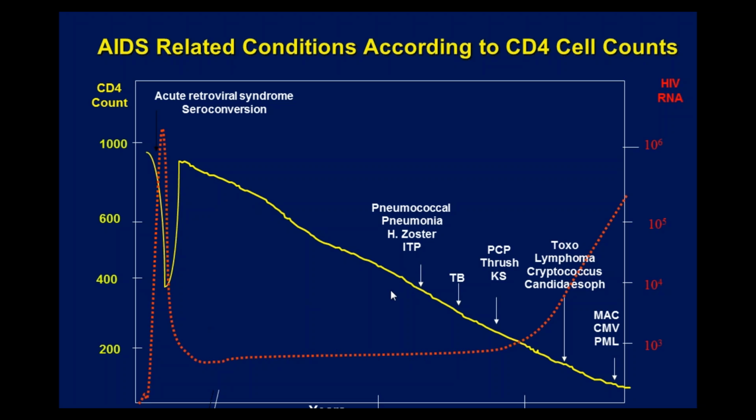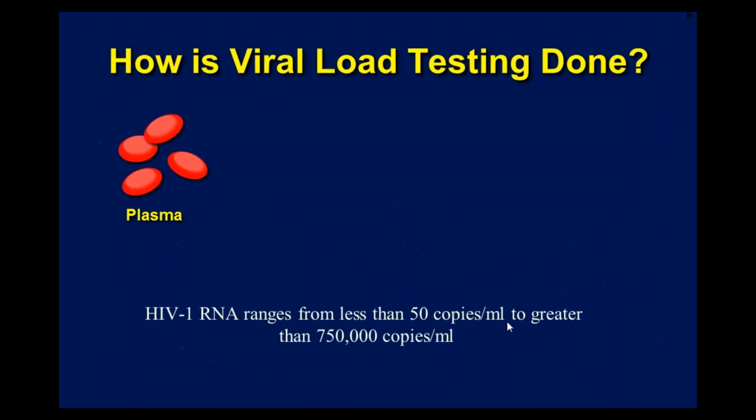When the CD4 count hits about 350, they get pneumococcal pneumonia and herpes zoster. When it hits around 300, they're more susceptible to TB. When it hits 200, they're more susceptible to PCP and thrush and KS. When it gets to be 100, they can get toxoplasmosis and lymphoma and cryptococcus and candidal esophagitis. And then when it gets down to less than 50, they get MAC and CMV, and then they die. The average time from infection to death is about 12 years. Okay? Some people live a little bit longer, some people live less, but there's a wide variation in that.